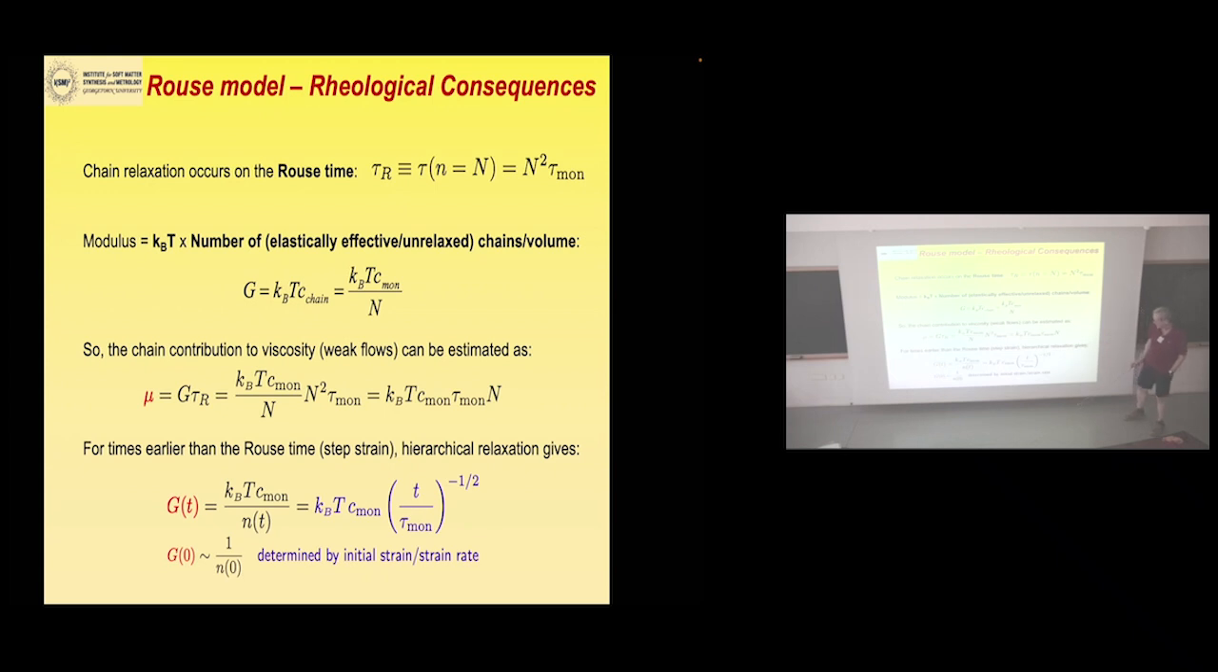Okay. The modulus at early times is actually set by 1 over n naught, which is how far I've stretched it out. Okay. If I've stretched it out so far that every monomer is unrelaxed, then my modulus is as high as it can be. Okay. So this gives a power law relaxation of the modulus, rather than the exponential that we were talking about as the simplest case.